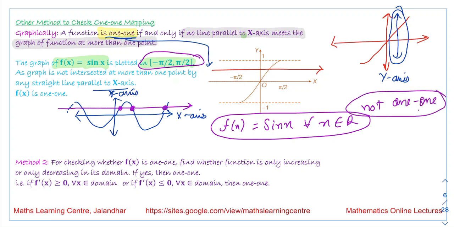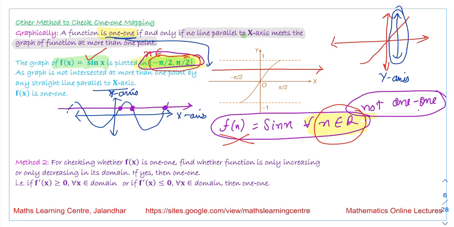So it means when we are checking whether a function is 1-1 or not, it is very important to see in which domain we are talking about. As in this case, when x belongs to R, this function is not 1-1. When x belongs to the interval minus pi by 2 to pi by 2, this function is a 1-1 function.